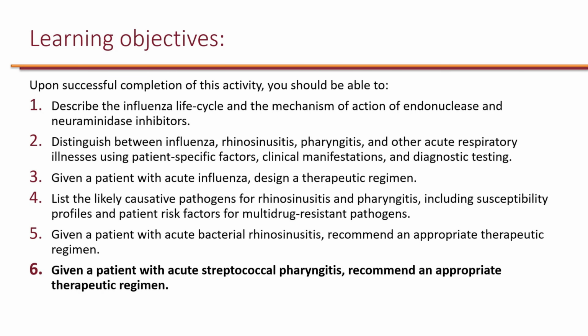We describe the influenza life cycle and distinguish between influenza and other respiratory infections. We designed a therapeutic regimen for acute influenza and listed the likely causative pathogens for rhinosinusitis and pharyngitis. And given a patient with acute bacterial rhinosinusitis, we recommended an appropriate therapeutic regimen. Now, given a patient with acute streptococcal pharyngitis, let's recommend an appropriate therapeutic regimen.